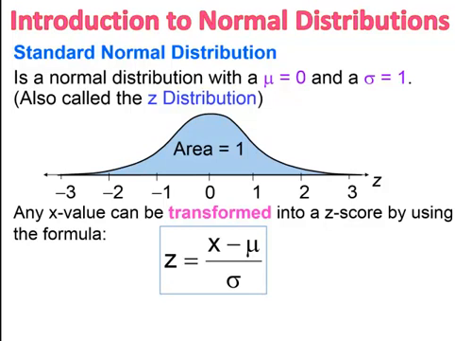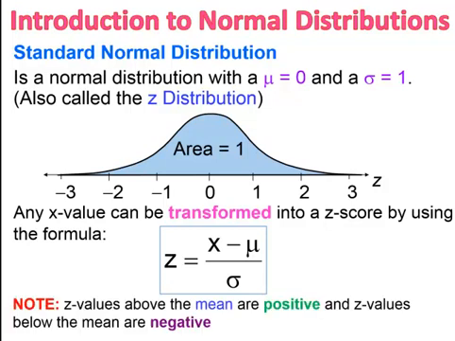So any x or random variable can be transformed into a z-score by using this formula here, where we have the random variable minus the mean all divided by the standard deviation. So we're going to be converting normal distributions to standard normal distributions in order to compare data sets. So a key note here is the z values above the mean are positive and the z values below the mean are negative. And that's key information to keep in mind when we're converting a normal distribution to a standard normal distribution.